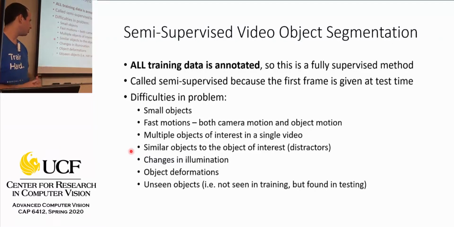There are changes in illumination and object deformations. So when objects move, right, they deform over time. And then there are unseen objects. So at training time, we have some set of, let's say, 80 objects in 3,000 videos. But at test time, when we're given new videos, these objects might never have been seen by the network. So our network has to generalize to these new different objects that it might not have seen before.